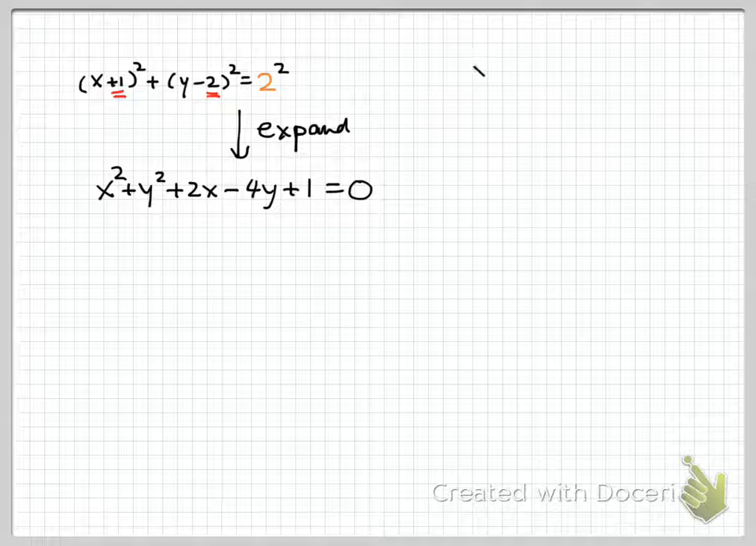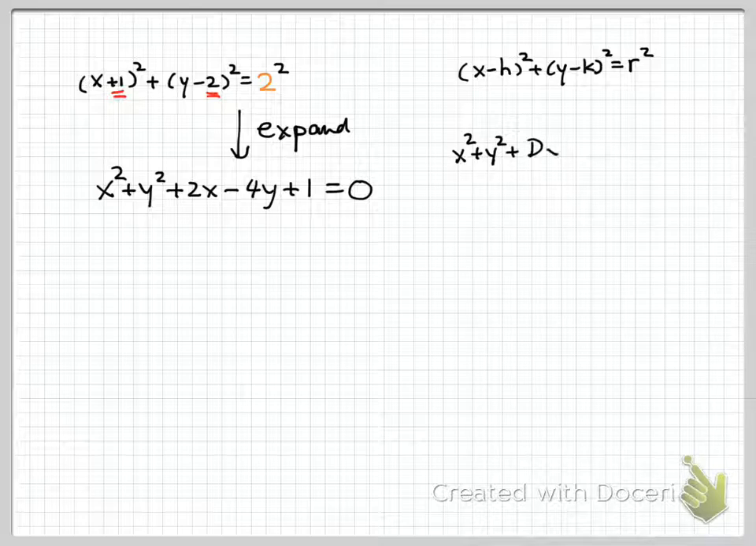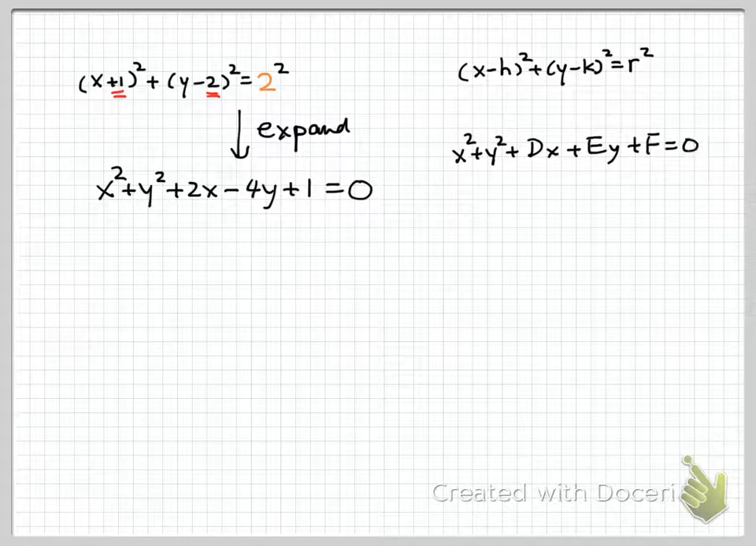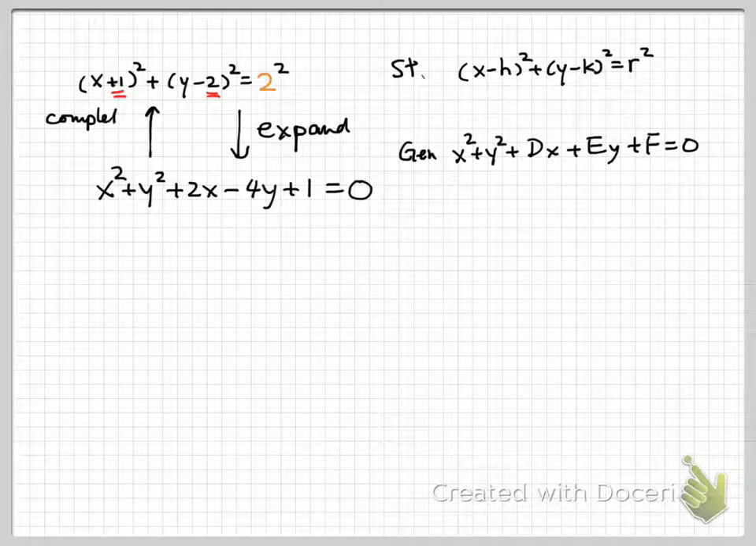So the standard form is x minus h squared and y minus k squared equals r squared. The general form is x squared and y squared and some x, and we call it d, and some y and some constant equals to 0. So the first one is the standard form, the second one is the general form. The conversion is that when you have the standard form, you can use expansion to reach the general form. The other direction from general form to standard form will be the technique of completing squares.